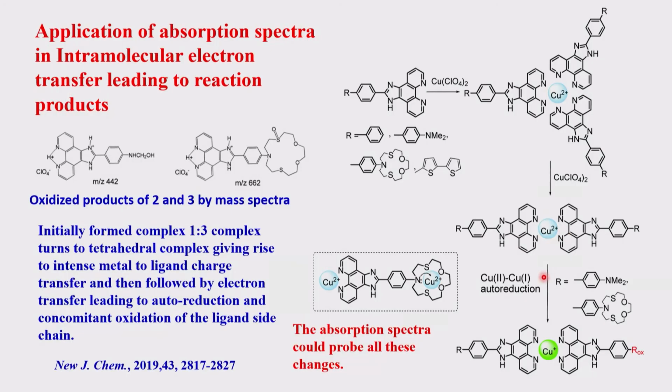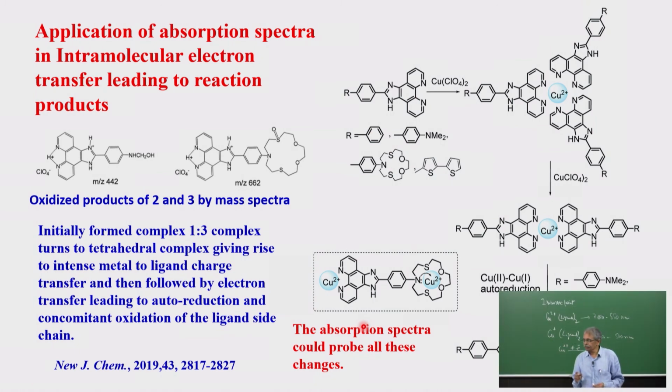Okay. So in this example, this not only explains just the absorption spectrum, just application, it will explain the electron transfer process, the intermolecular redox process, the oxidative process of the ligand, the reductive process of the metal ion, and it will also explain the initial complex formation and geometry variation. So many things are there. All of these are identified based on the absorption spectrum. I hope that example is clear.